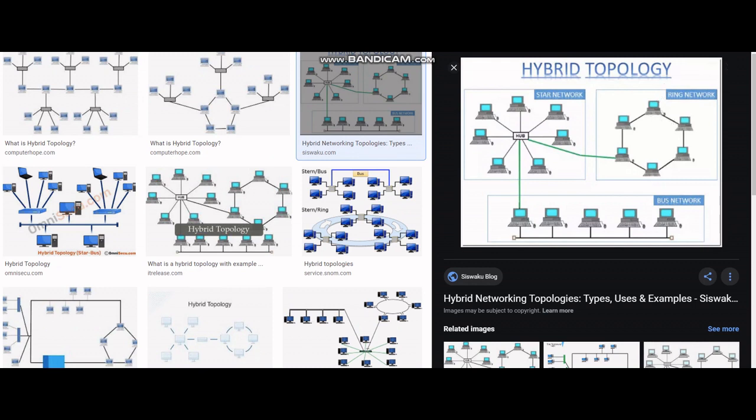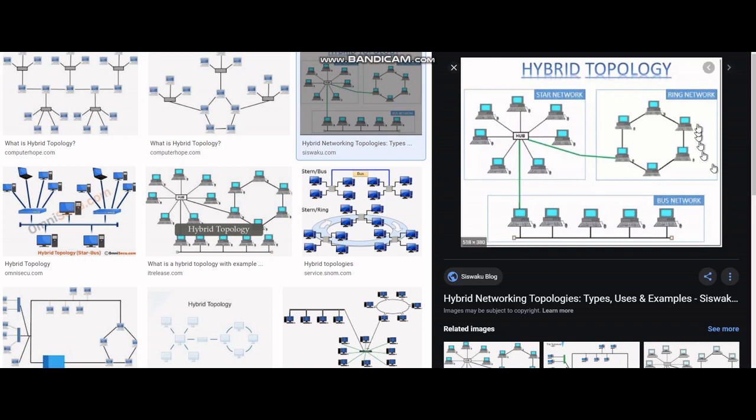Disadvantages of a star topology are that the cost of installation is high and it is expensive to use. If the hub fails, then the whole network is stopped because all the nodes depend on the hub. Performance is based on the hub, that is, it depends on its capacity.